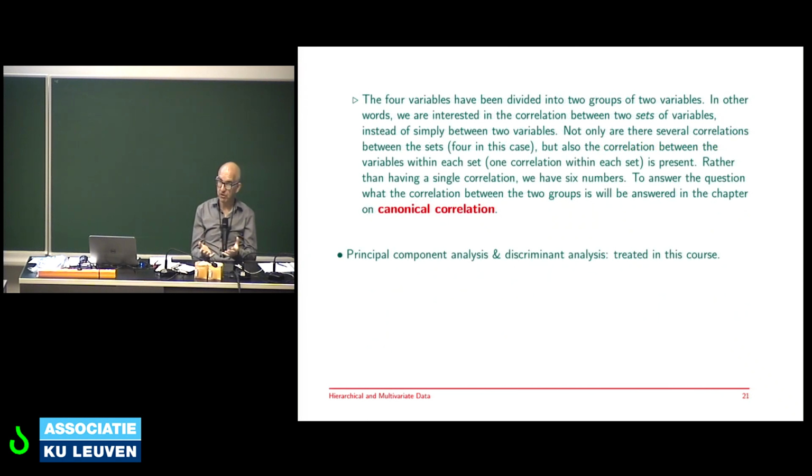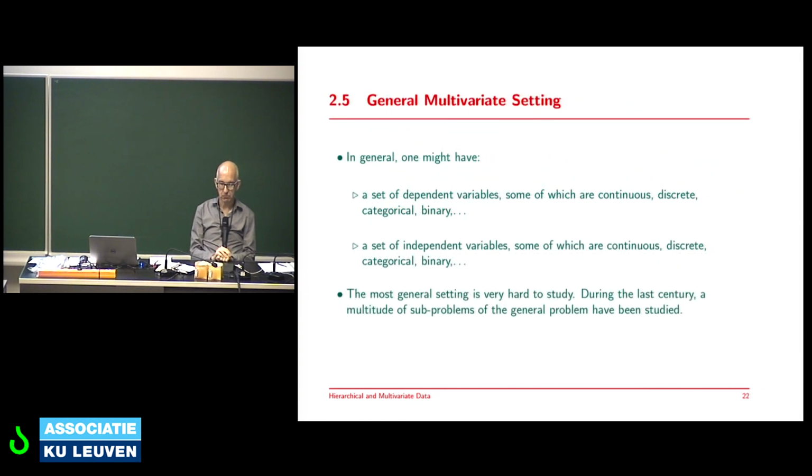All of these things are part of the discussion. And then last but not least, I already said, if you have a group of variables on the one hand, like the petal leaf variables, and a group on the other hand, like the sepal leaf variables, what is the relationship between the two? That's canonical correlation. Canonical correlation will not be treated in the course. Principal components analysis and discriminant analysis will.